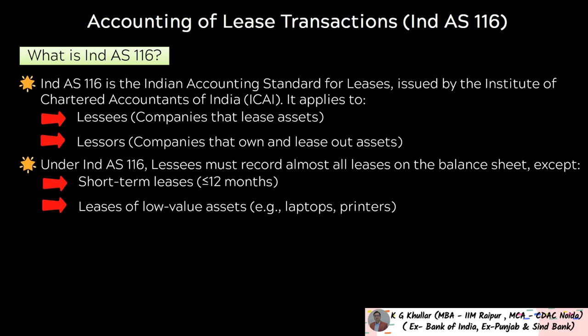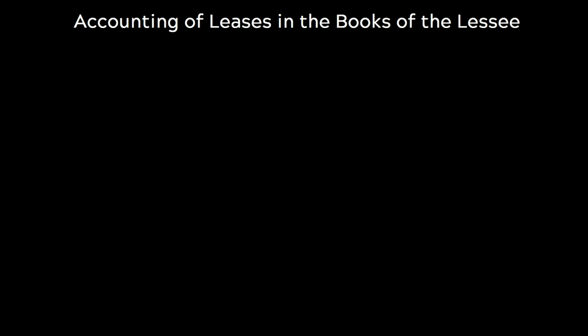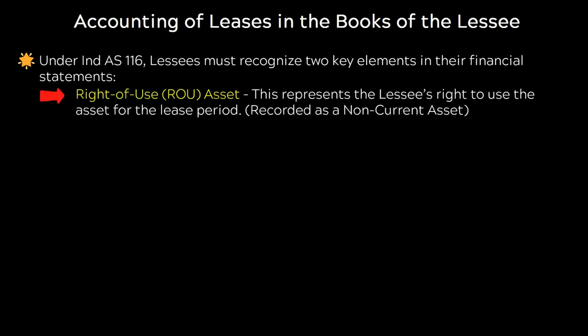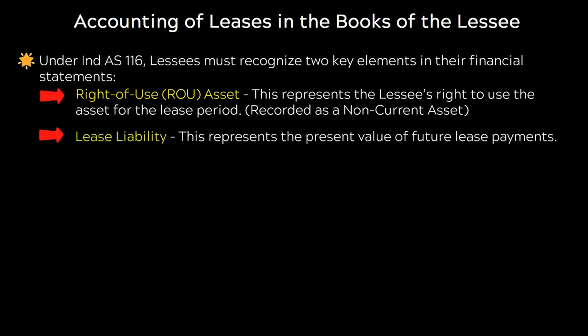Next, let's see accounting of leases in the books of lessee. Friends, under Accounting Standard 116, lessees must recognize two key elements in their financial statements. First is right of use, that is ROU asset. Now this represents the lessee's right to use the asset for the lease period, and this is recorded as a non-current asset. Then second is lease liability, and this represents the present value of future lease payments.